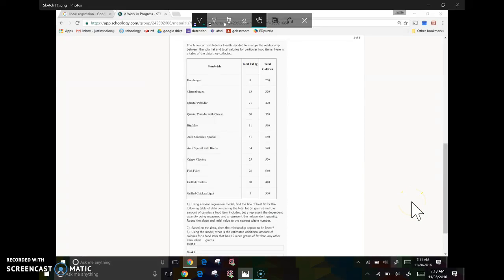Today we're going to learn about linear regression models. Linear regression models help us predict or analyze how two variables interact with each other, and the effect of the independent variable on the dependent variable.